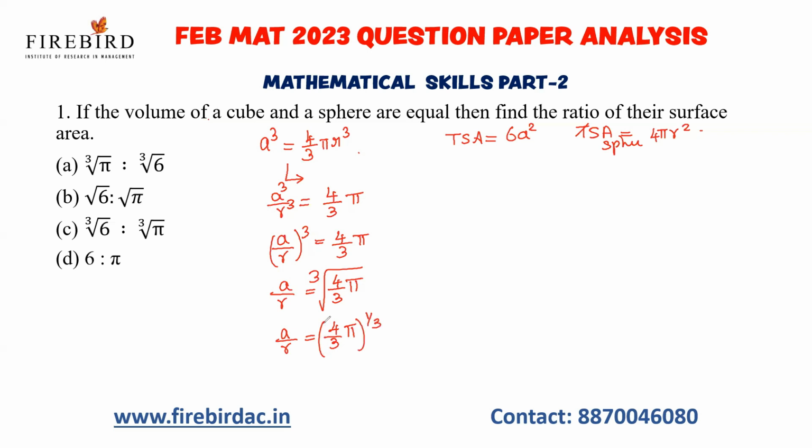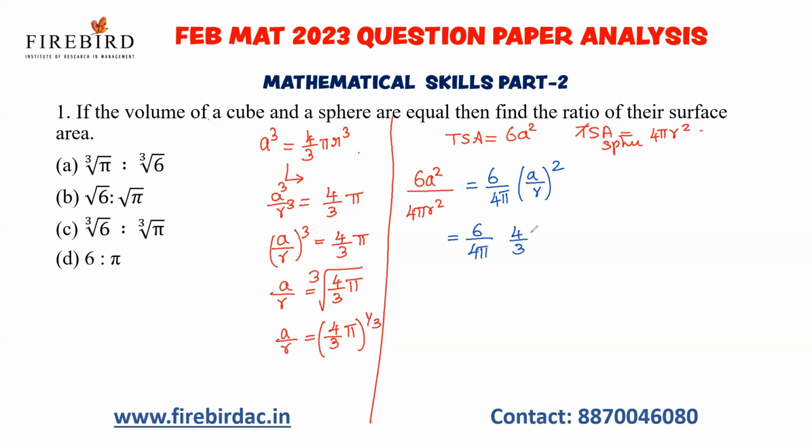Now they're asking us to find the ratio of their surface area. The ratio of the surface area is the surface area of a cube divided by the surface area of a sphere. Okay, it is equal to, I can write this as 6/4 pi, a by r the whole square. I know that a by r is equal to 4/3 pi whole to the power 1/3. We also have the square, so I can write it as 6/4 pi, times 4/3 pi whole to the power 2/3.